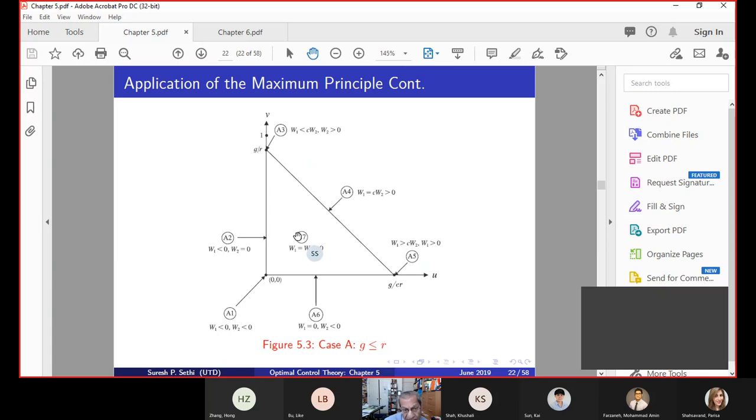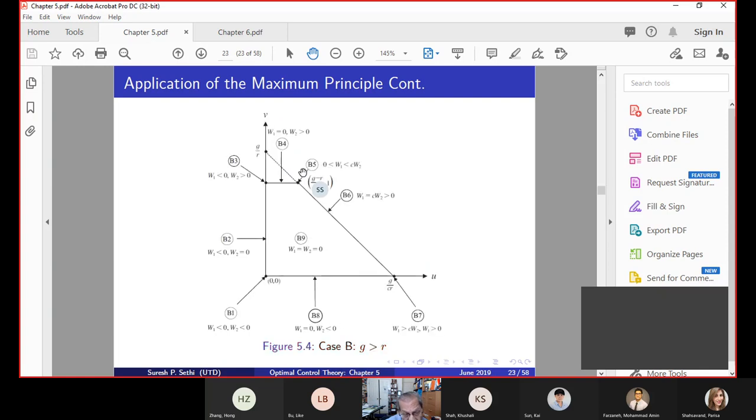Why is case B different? Case B is different because G by R is bigger than one. When G by R is bigger than one, I'm only allowed V to be less than one. So you see what happens. So let's go to the next case, case B. See now G by R is here and it is bigger than one. So when it's bigger than one, we can only go up to here. We cannot go here. So there's another constraint that comes, which is V less than or equal to one, and that is given by this equation right here.